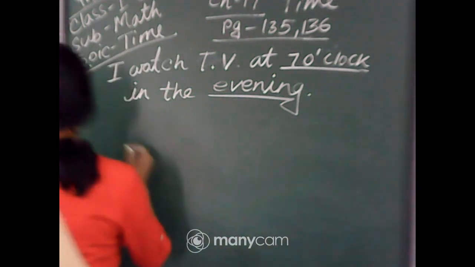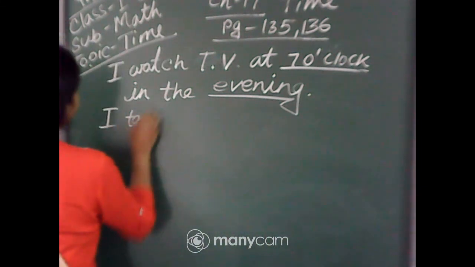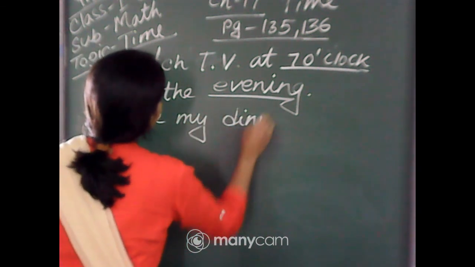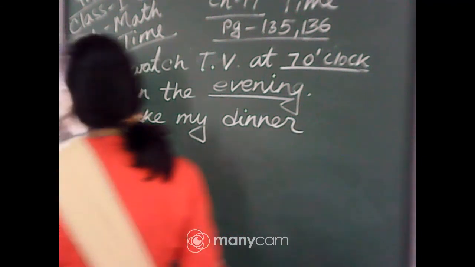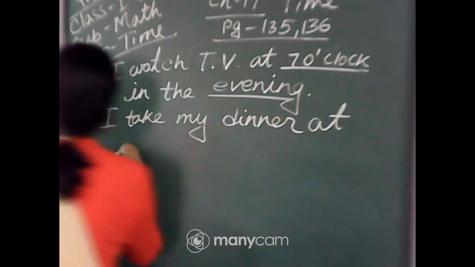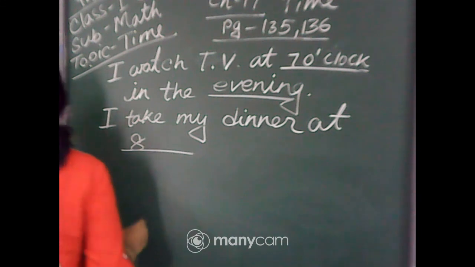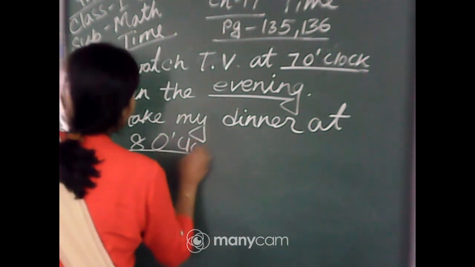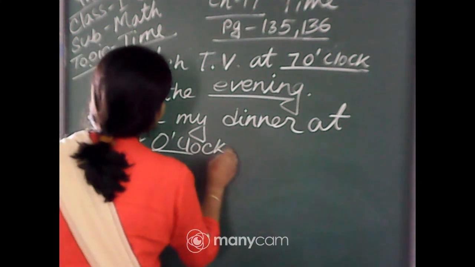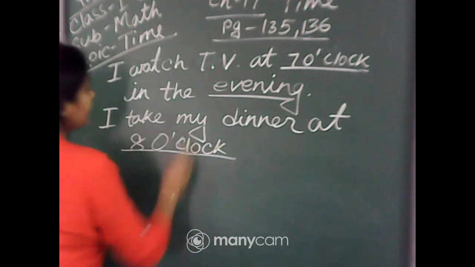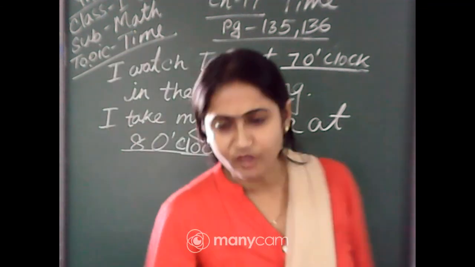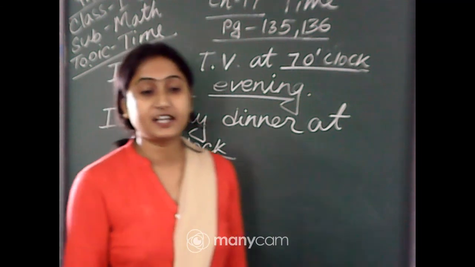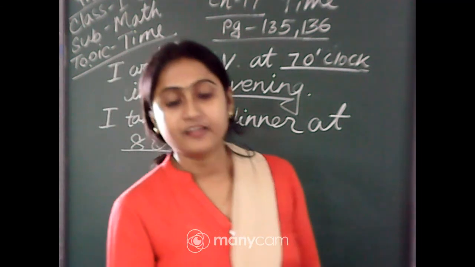Okay, I take my dinner at... What does the time show? 8 o'clock. Do you take your dinner at 8 o'clock, beta? I am not taking my dinner at 8 o'clock. But it's the correct, proper time if we take dinner at 8 o'clock.